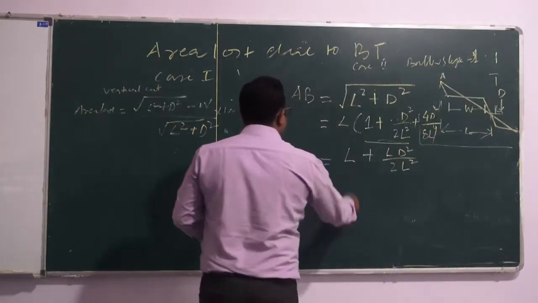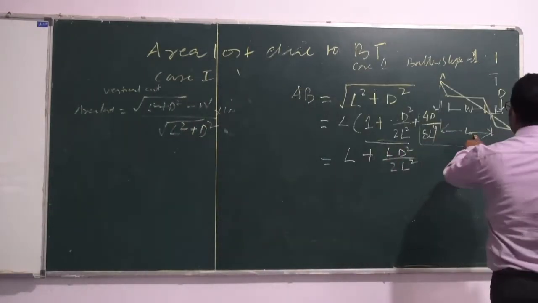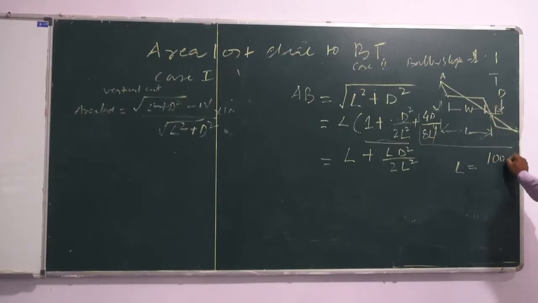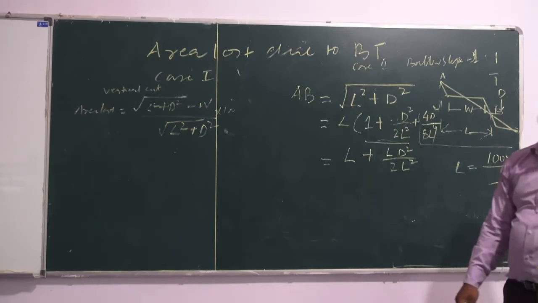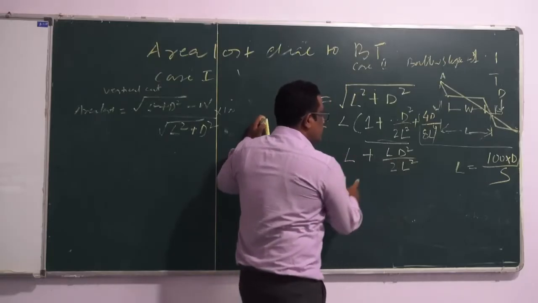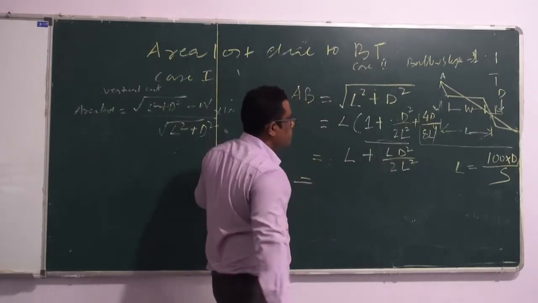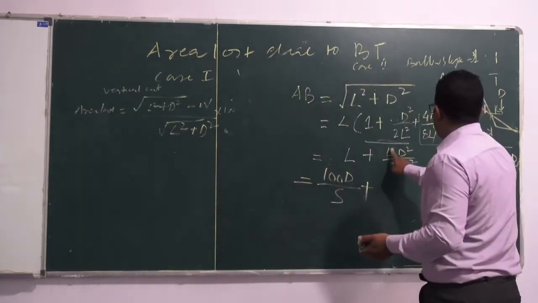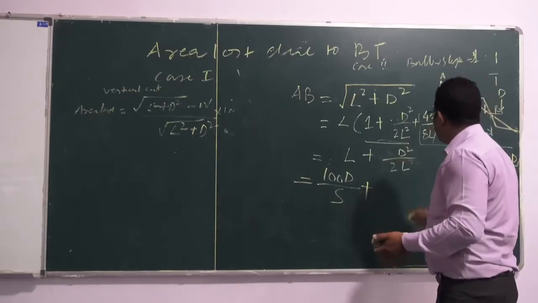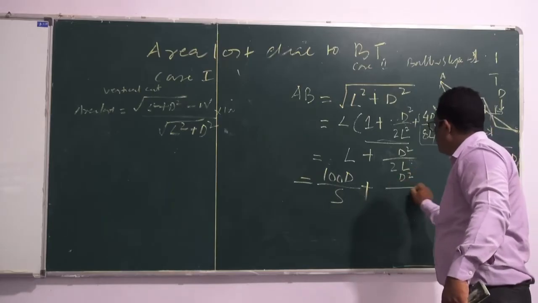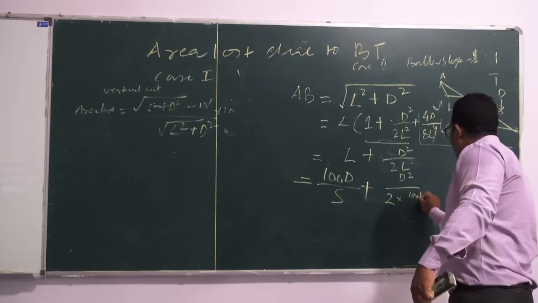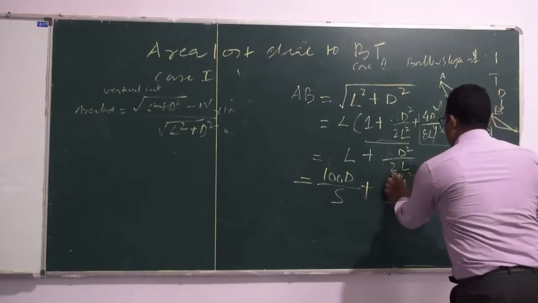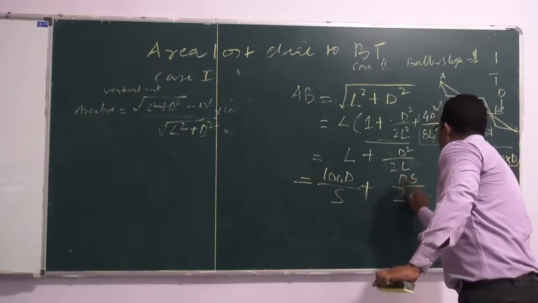But you know what is this L? This is the horizontal spacing, horizontal interval, that is L is equal to 100 into vertical interval, that is D by S. Now expressing this in terms of vertical and horizontal interval, this L will become L plus D square into 2 into 100 D by S. D will get cancelled, and this will become DS by 200.